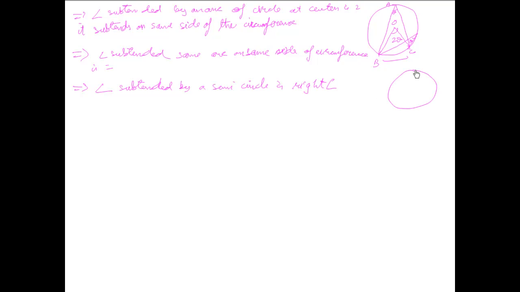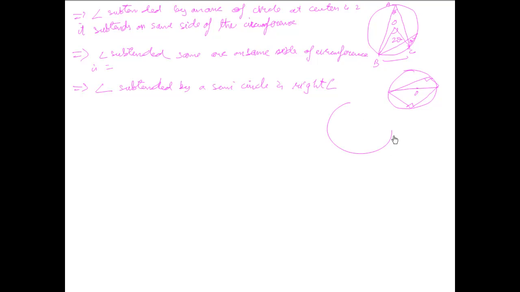So if you ever have a diameter, children, and the diameter makes an angle, the angle definitely would come out to be a right angle, whichever side it is. This will be a right angle, this will be a right angle, this will be a center. Angles by a semicircle is a right angle. Next, properties of cyclic quadrilateral.